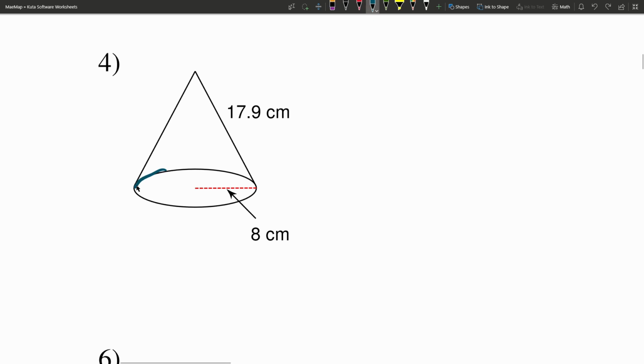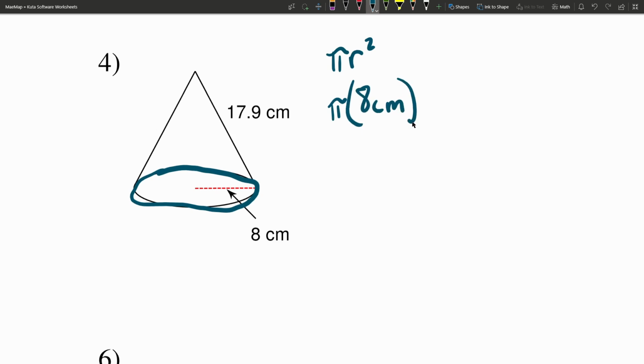We know how to calculate the area of a circle. That's just pi r squared. So pi r squared, the area of that circle, is going to be pi times 8 centimeters, that quantity squared. But we need to add this to the rest of our cone. How do we calculate that area?